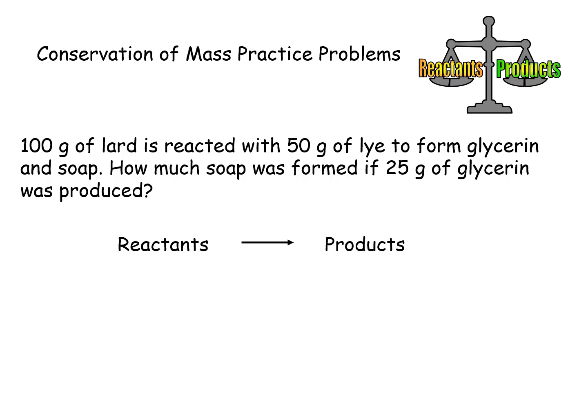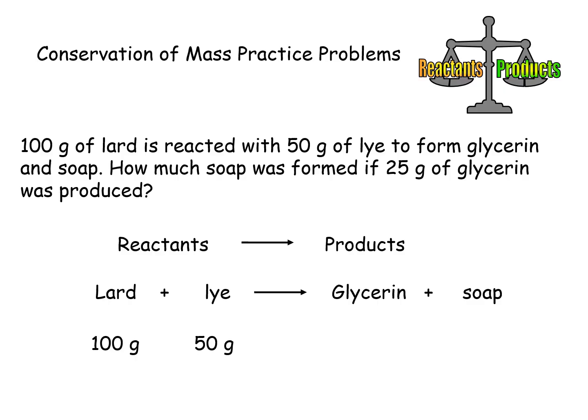So we have our reactants going to form the products. We have lard plus lye gives us glycerin and soap. That was given to us in the problem. Now you write down the numbers you know. So we had a total of 150 grams going into the reaction. 25 grams of it was the glycerin. So that means you would produce 125 grams of soap.